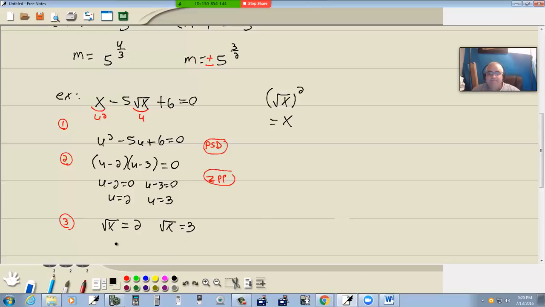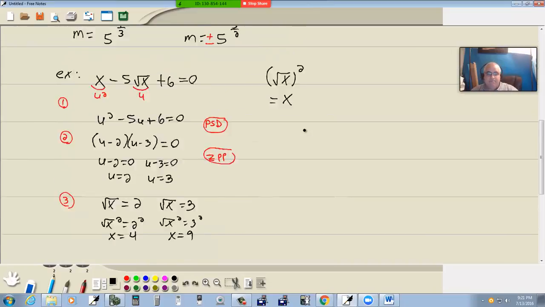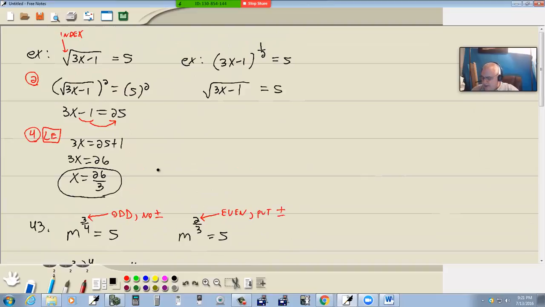And we get these. And to solve this, this is a radical equation, so we'll square both sides. And that's going to give us x is equal to 4. Here I'll square both sides. And that gives us x equals 9. Now if I plug these back in, 4 minus 10 is negative 6 plus 6, that checks. 9 minus 15 is negative 6 plus 6, that checks. We'd have to check it. Anytime you raise both sides to a power, you have to check your answer. But that's equations quadratic in form.